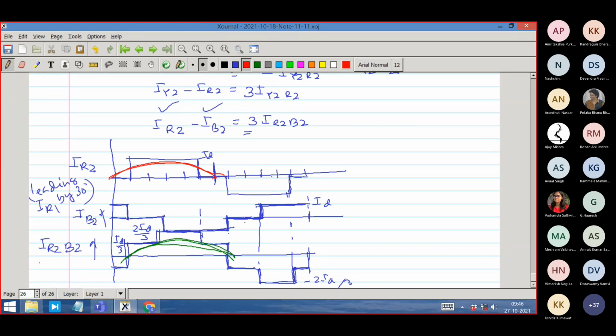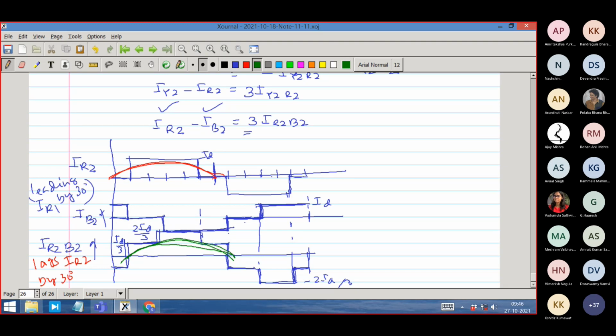So IR2B2 lags IR2 by 30 degree. Yes or no? It's obvious, right? Yes, sir. Yes. So what does it mean? Can I say that IR1 and IR2B2 are in phase? Can I say that? I will say that IR1 and IR2B2 are in phase.